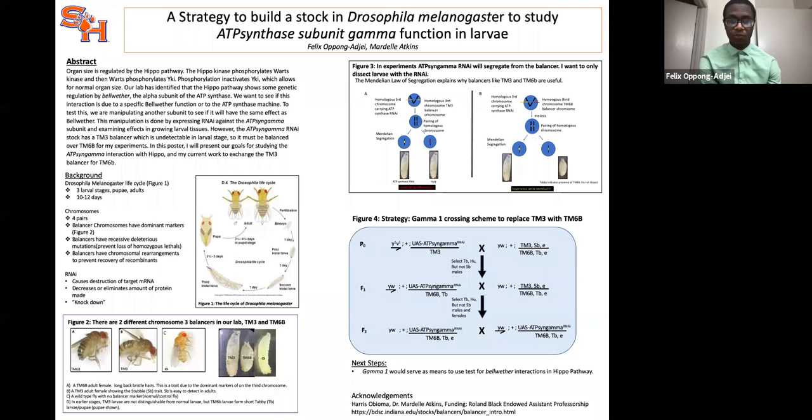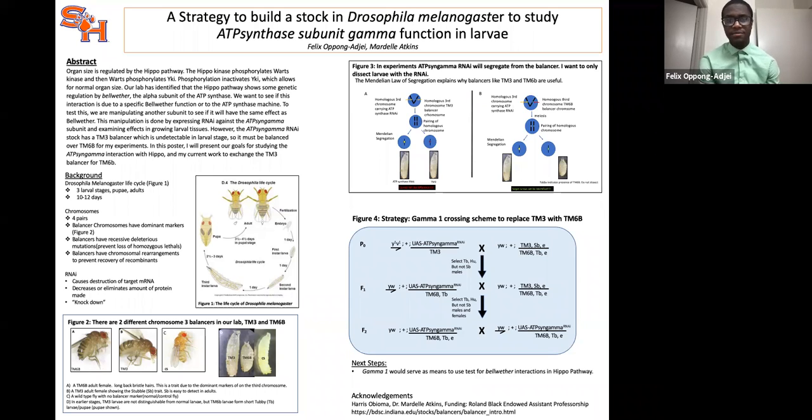To test this, we're manipulating another subunit of the ATP synthase machinery, which is the ATP synthase gamma subunit. This manipulation is done by expressing RNAi against the ATP synthase gamma subunit, and then examining its effects in growing larval tissues and comparing it to Bellwether and its effects in growing larval tissues as well.